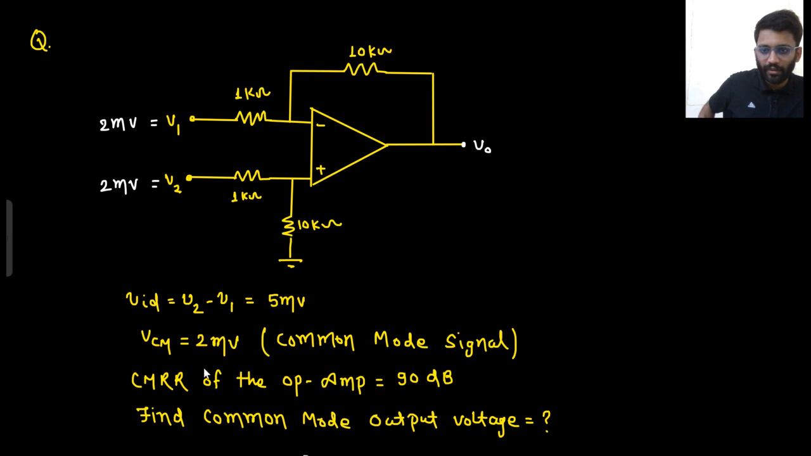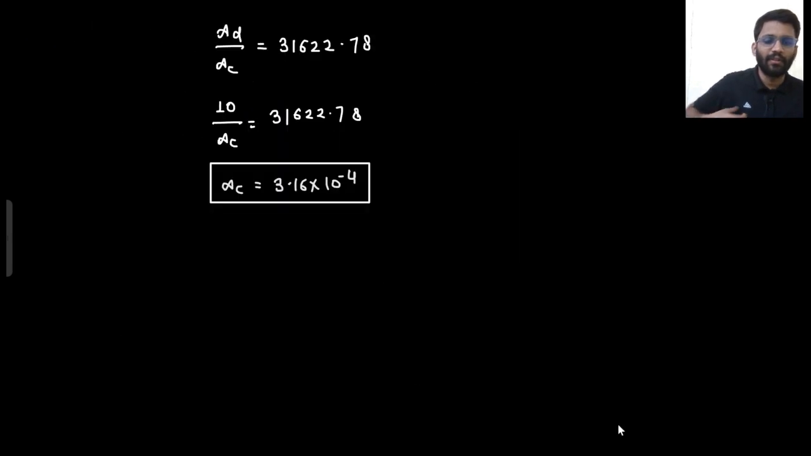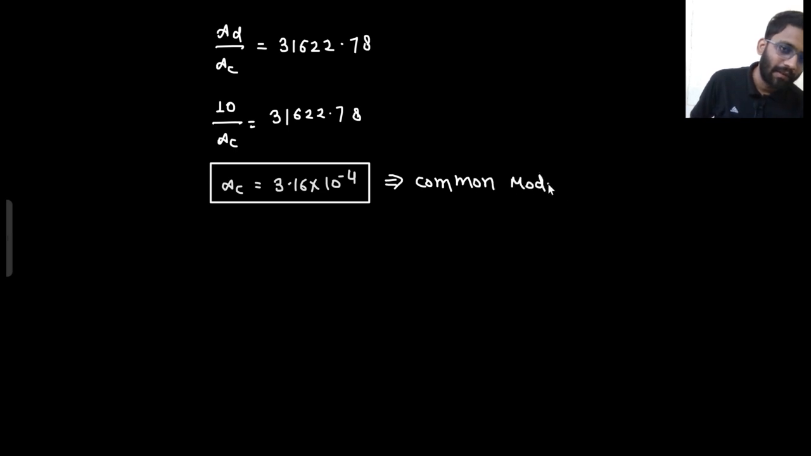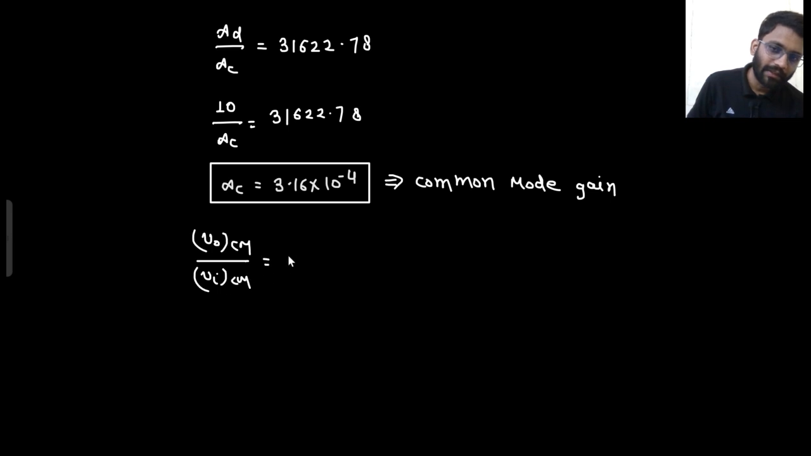What is the common mode input? Common mode input is 2 millivolt. So this is the common mode gain. So what will be your common mode output? Common mode output divided by common mode input is equal to your common mode gain. So your target is to find common mode output.